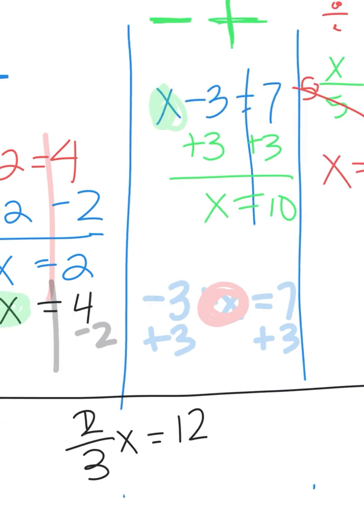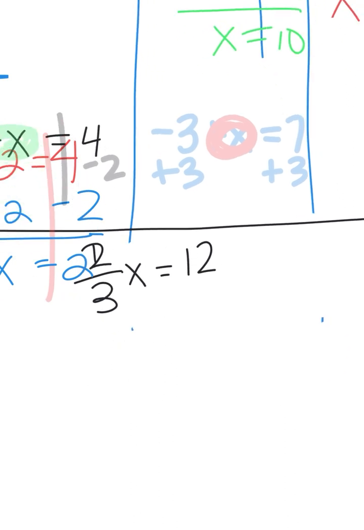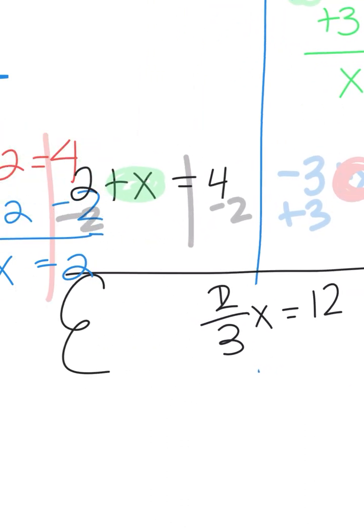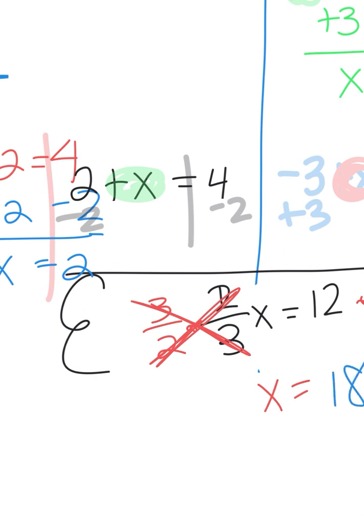On the bottom, I have a fraction. And anytime we're going to multiply by a fraction, we're going to multiply by the reciprocal. So if I multiply by the reciprocal on that side, I have to multiply by the reciprocal on this side. 3 over 2 times 2 over 3 is going to give you 6 over 6, or 1x. So x is going to equal 12 times 3 over 2. 1/2 of 12 is 6, and then 6 times 3 is 18. I need 3 groups of that. So x would equal 18, or you could use a calculator.